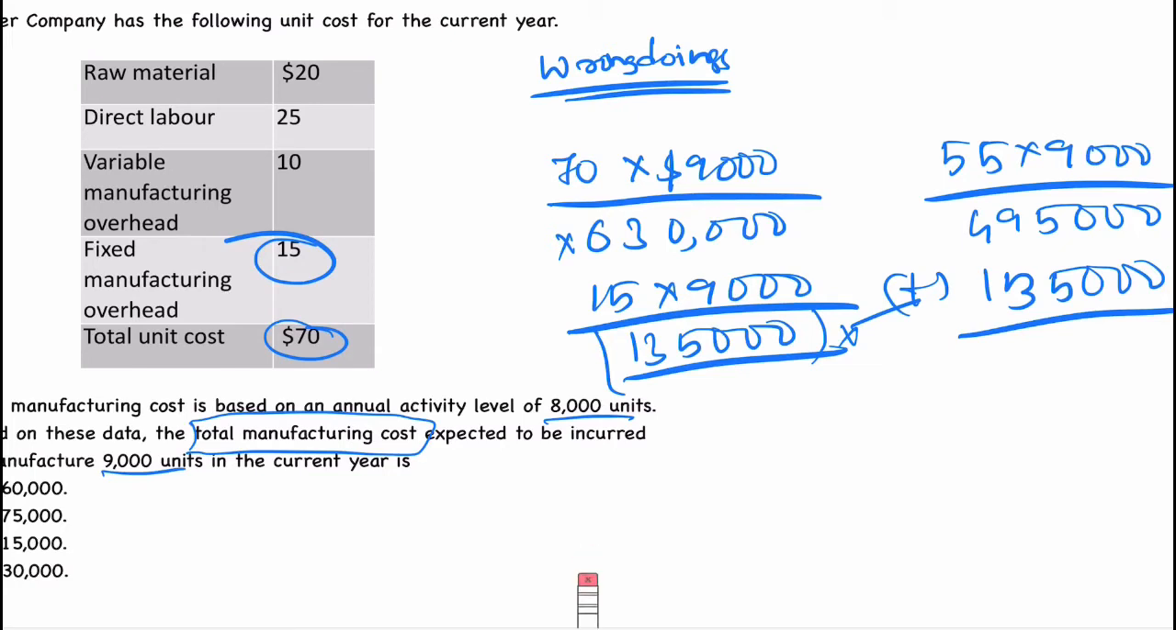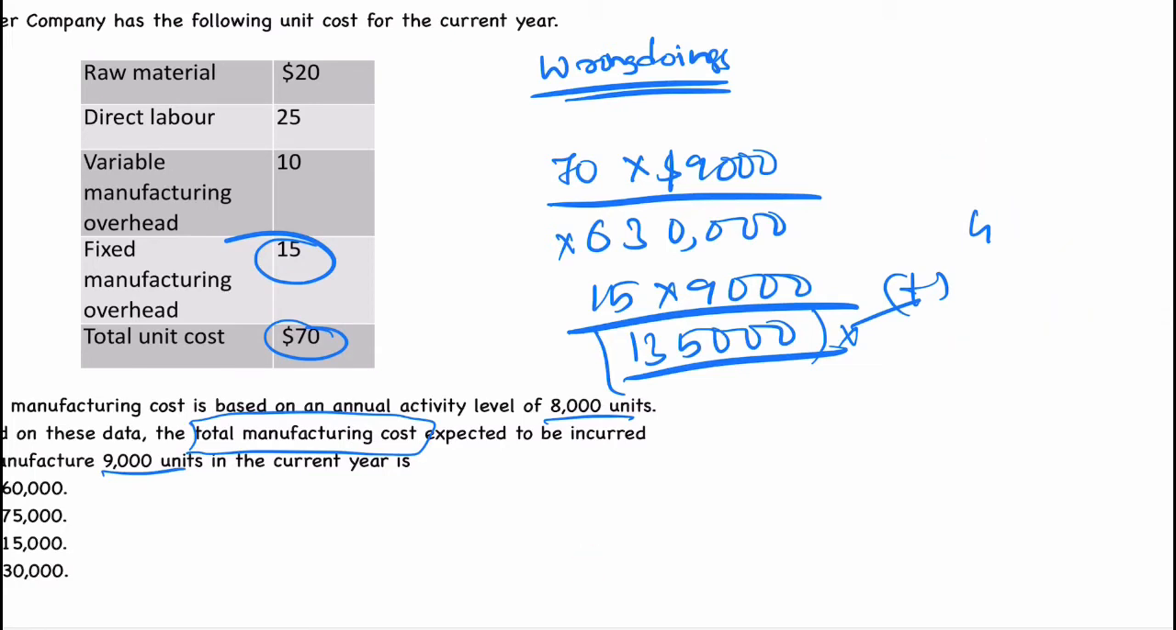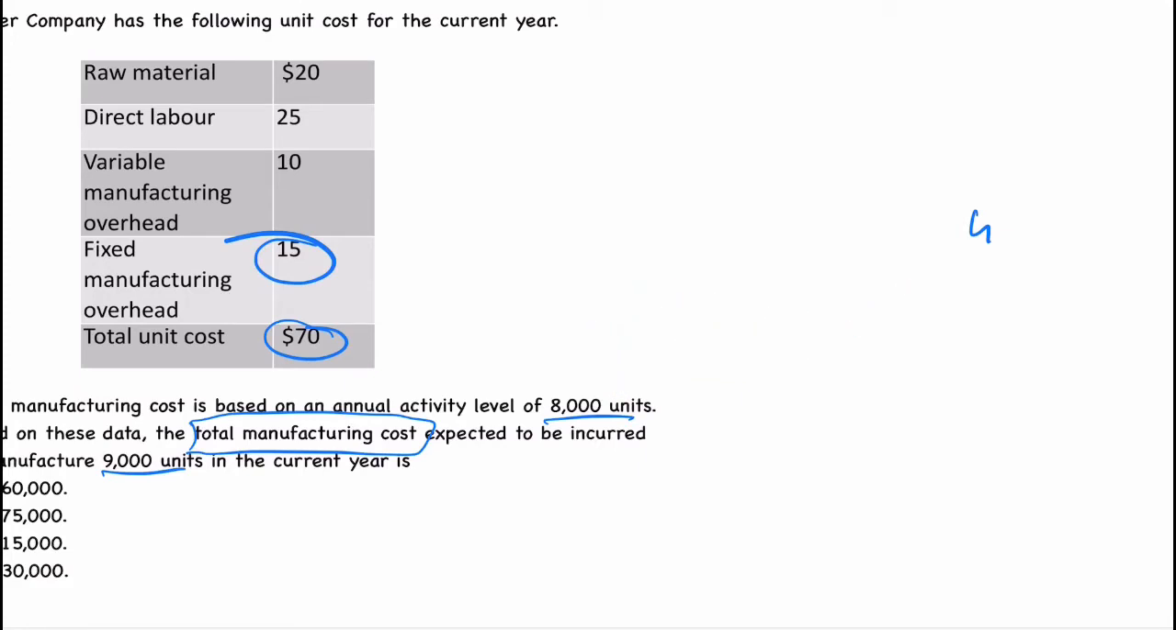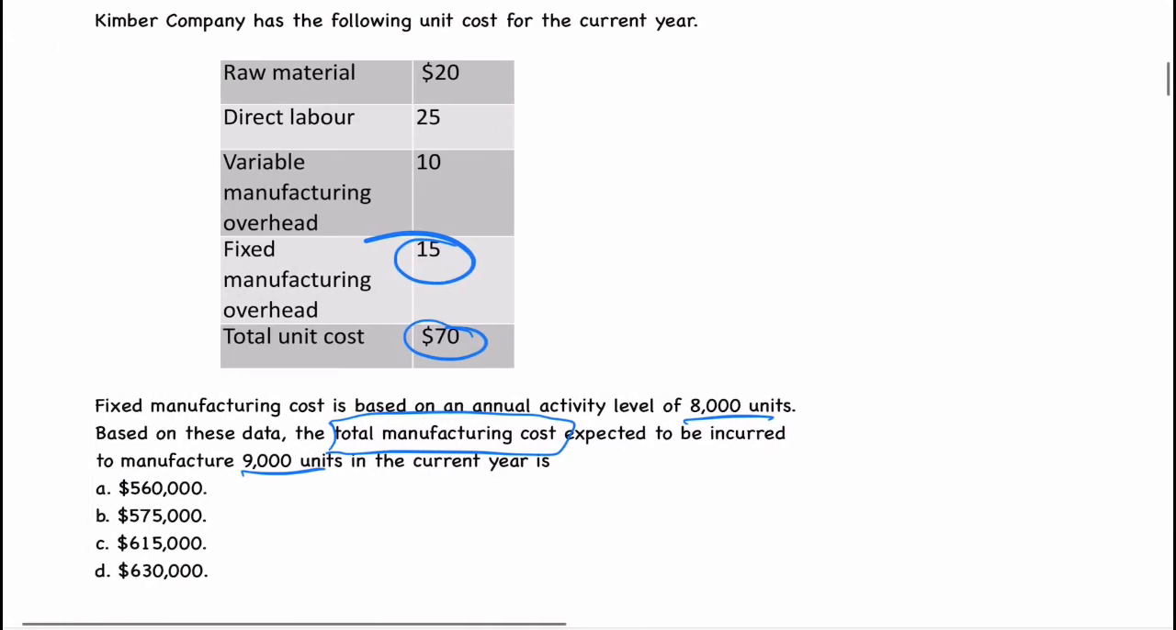What we should do? First thing, we should see the question correctly. What are they asking us? They are asking us the total manufacturing cost. Total manufacturing cost includes everything where the word manufacturing is coming. Here fixed manufacturing and variable manufacturing overhead are there, that is going to come. But if there is a variable selling overhead, it is not going to come here because they are asking total manufacturing cost. I hope you understood this.